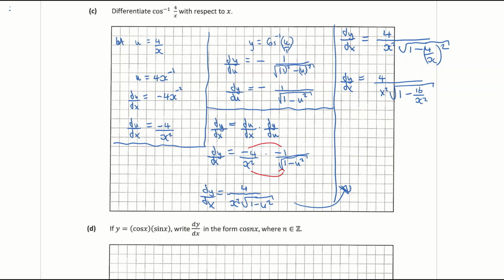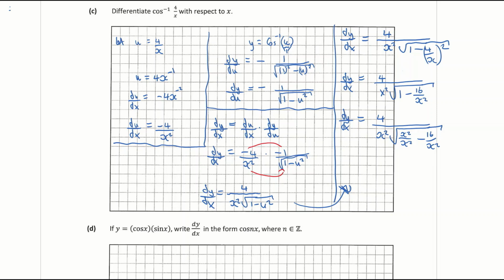Let's get a common denominator there for inside the square root. So dy dx is equal to 4 over x squared times the square root of x squared over x squared, if I get my common denominator, so 1 over 1, or x squared over x squared, minus 16 over x squared. We could write it like that. Let's go a little bit further now. What else could we do?